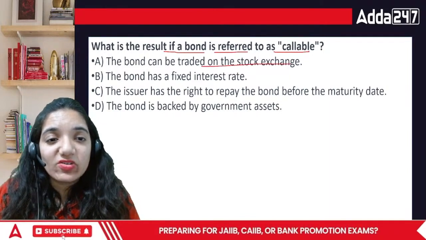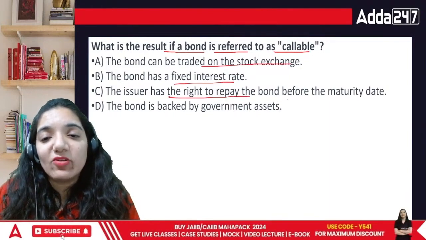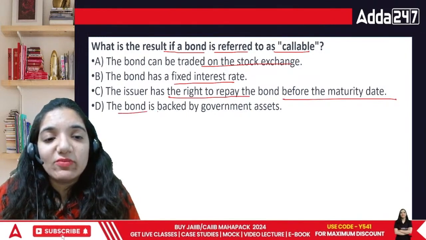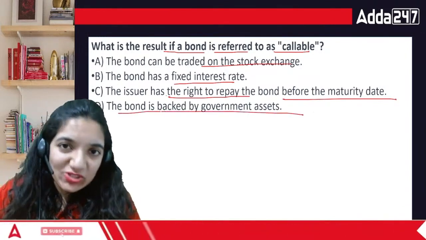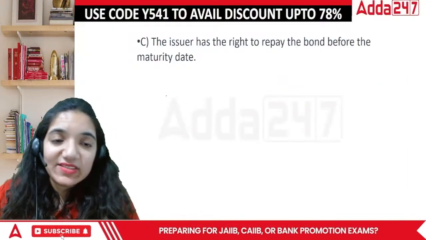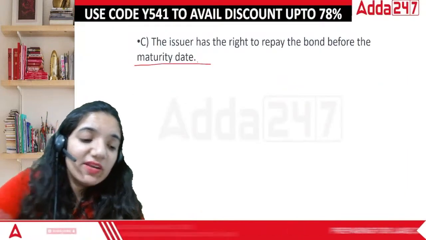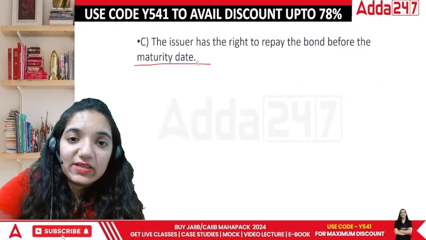The bond can be traded on stock exchange. It is for a fixed period. The issuer had the right to repay the bond before the maturity date or the bond is backed up. If we have done this question in a similar method, the answer is C, everyone. It has to be paid before the maturity date.